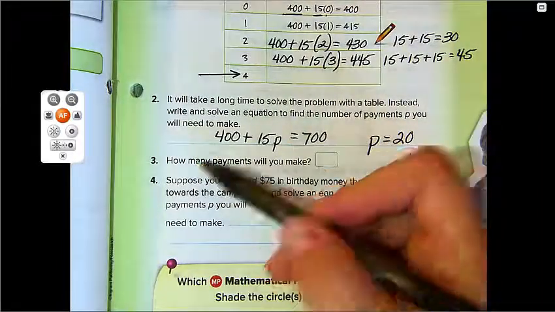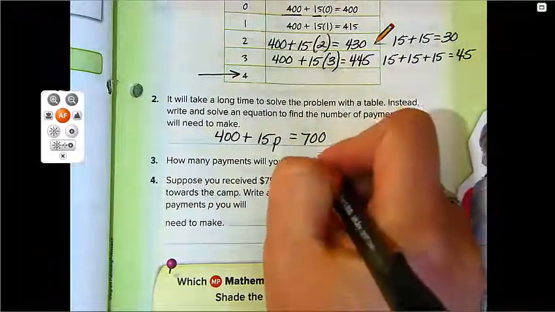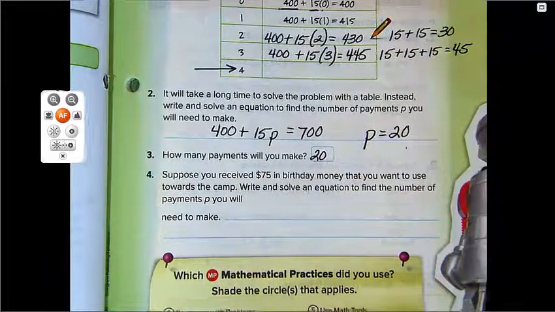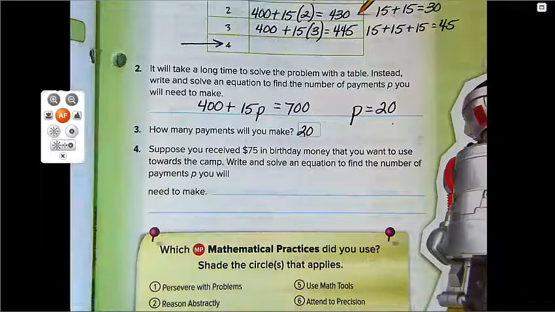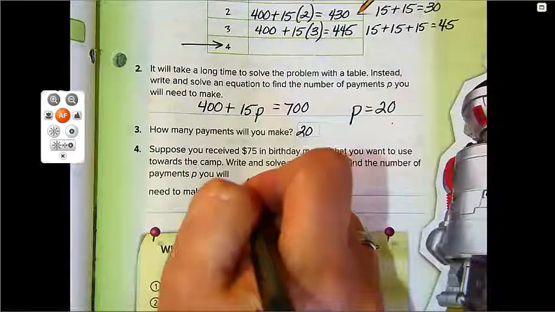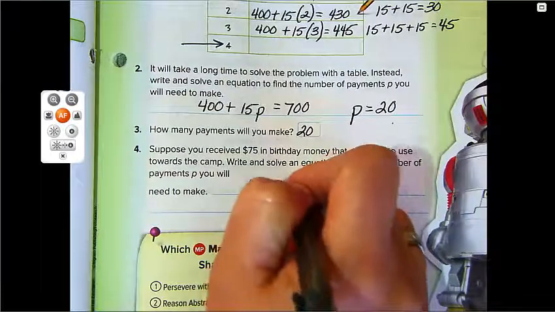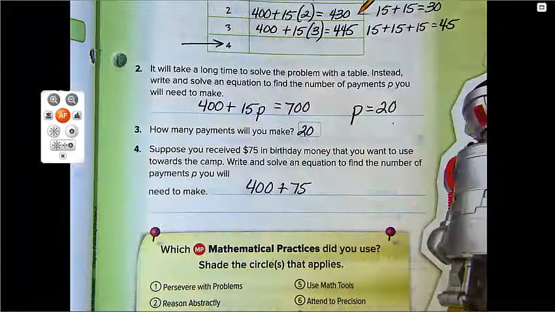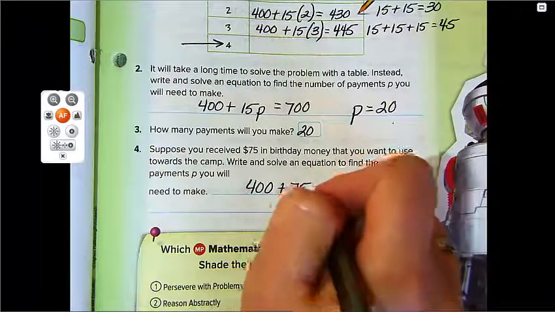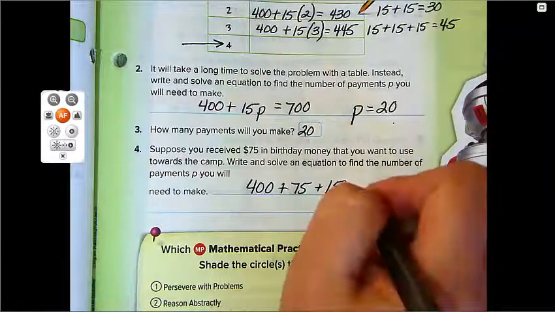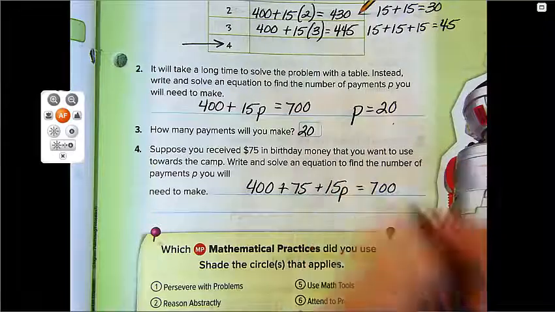So number 3 says, well, how many payments will you make? We just answered that. We know that we're going to have to make 20 payments. Now let's go on to question number 4. It says, suppose you receive $75 in birthday money and you want to use it towards the camp. Well, now I have my $400 original deposit. I got $75 for my birthday that I'm now going to use. And now I want to see how many weeks am I going to have to pay $15 to equal $700.